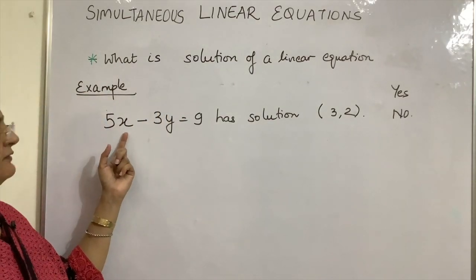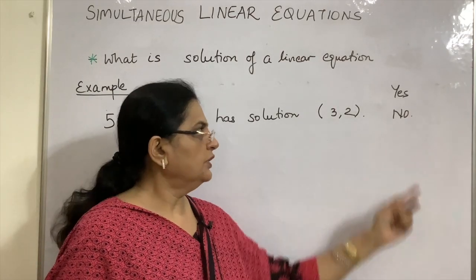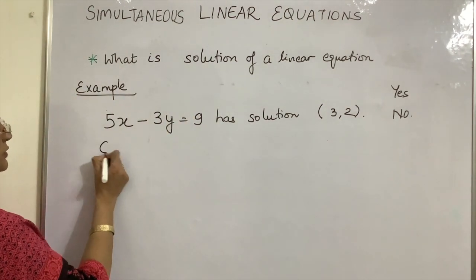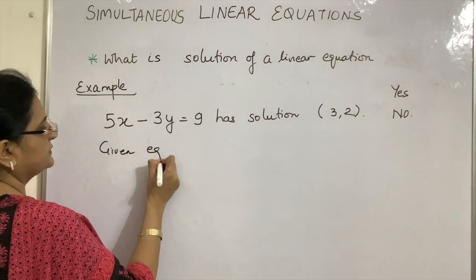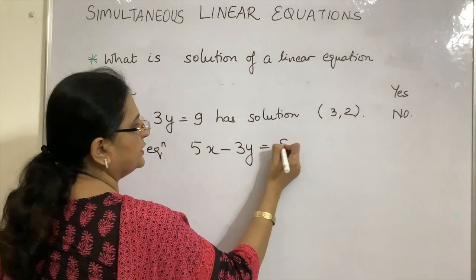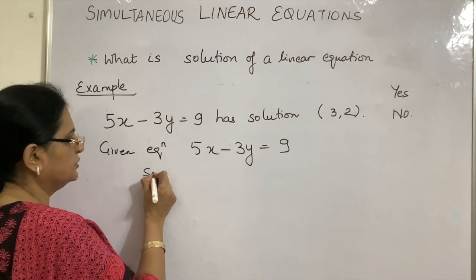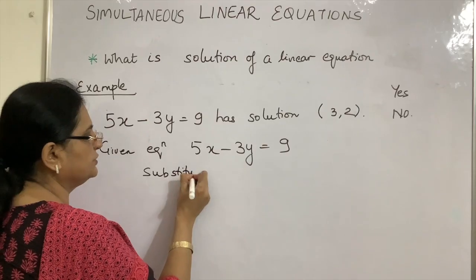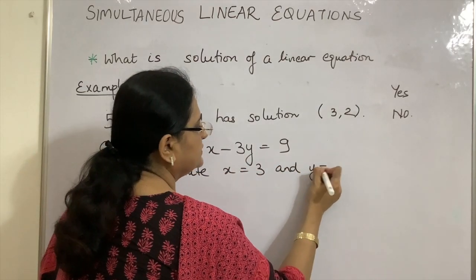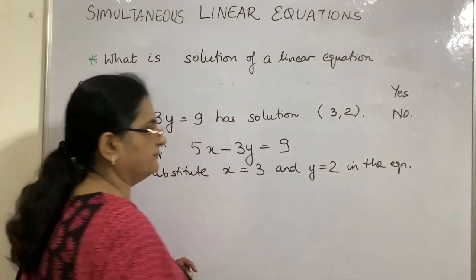So you are given a question: 5x minus 3y is equal to 9 has a solution 3 and 2. Say yes or no. So what will we do? The given equation is, how will you test? So the given equation 5x minus 3y is equal to 9. And what are the solutions that are given? 3 and 2. So what will you do? Substitute x is equal to 3 and y is equal to 2 in the given equation.